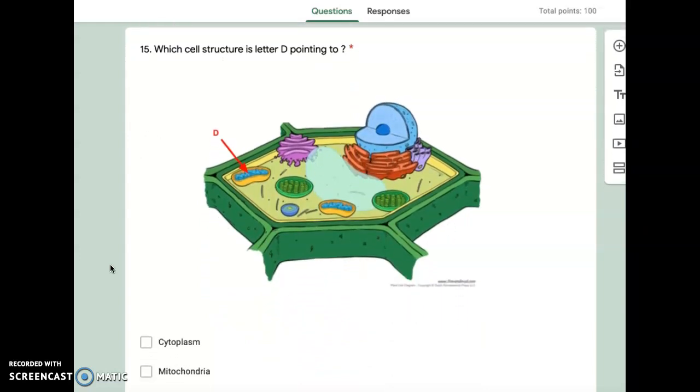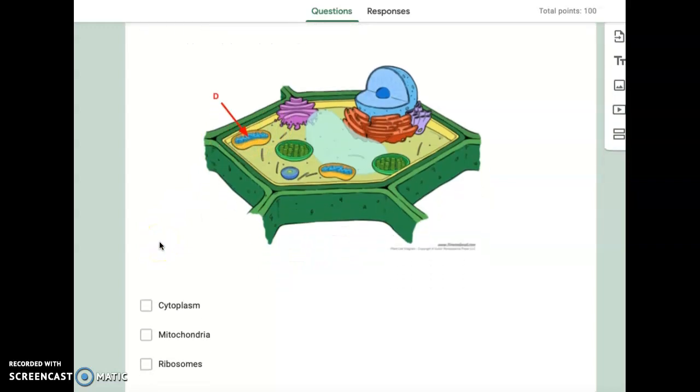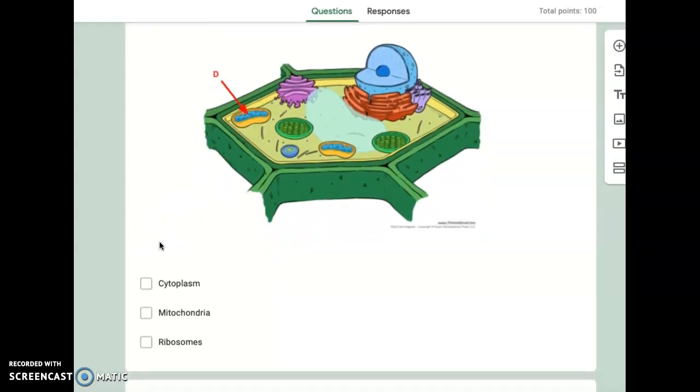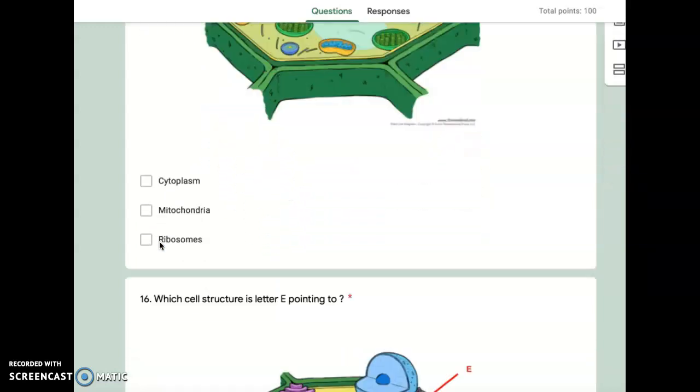Number 15. Which cell structure is letter D pointing to? So this organelle right here. Cytoplasm, mitochondria, or ribosomes?